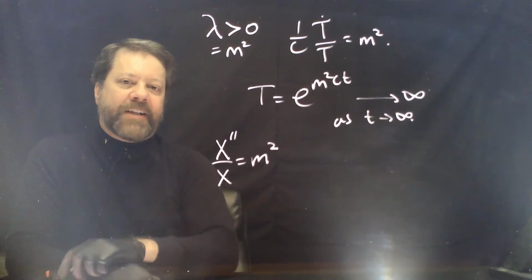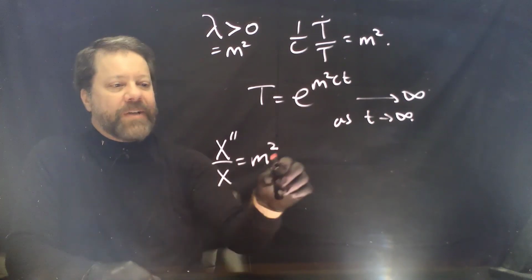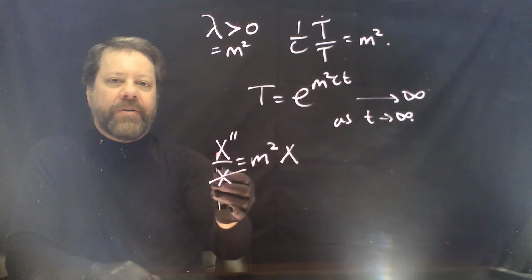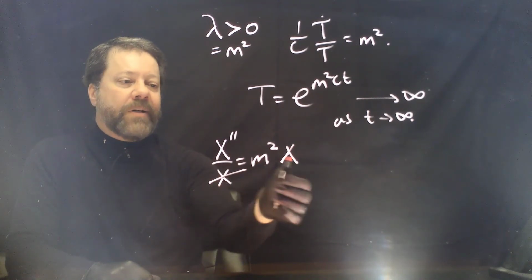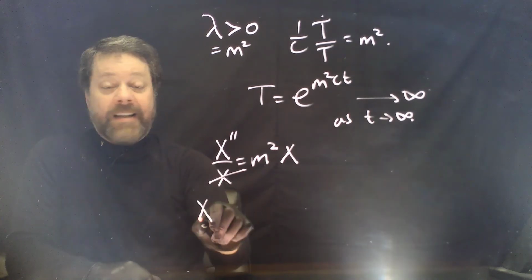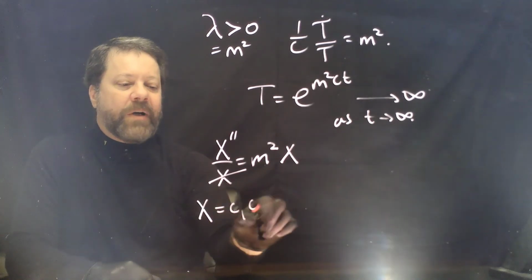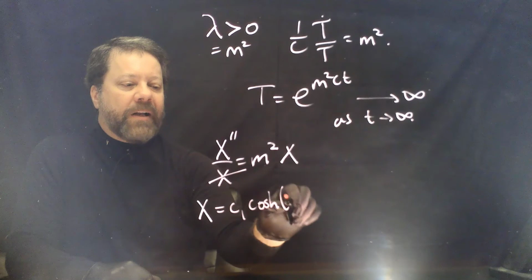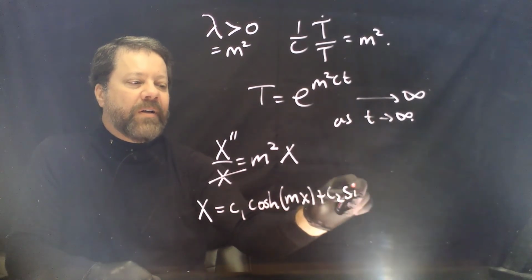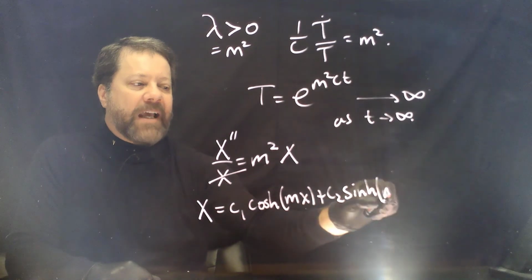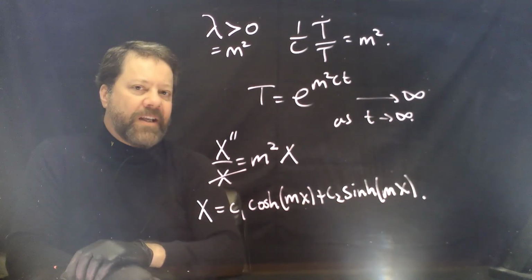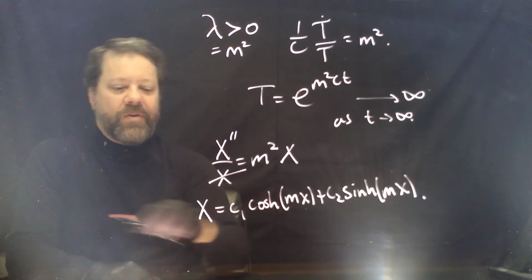But we can do a more thorough analysis of this. If we have X prime prime over X equals m squared, we can move the X over, and we have a function whose second order derivative is a constant squared times itself. It's easy to check that solutions are c1 hyperbolic cosine of mx, plus c2 hyperbolic sine of mx.